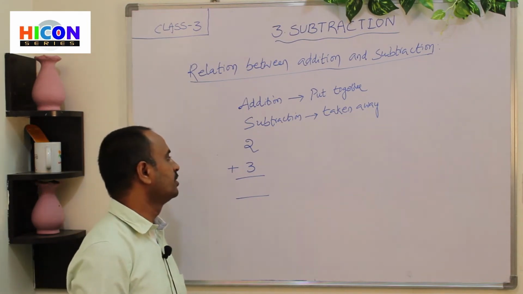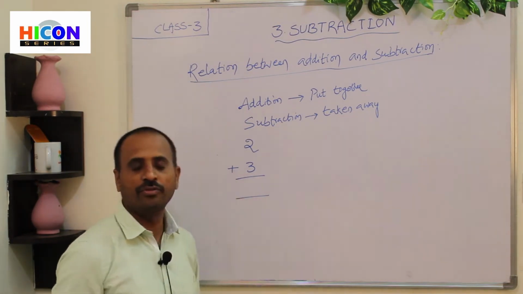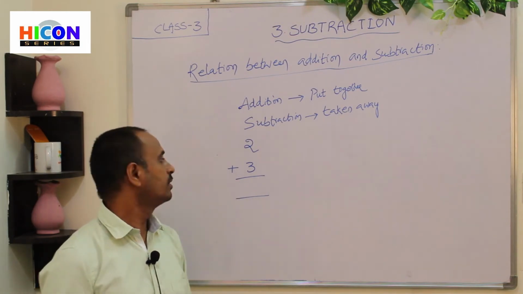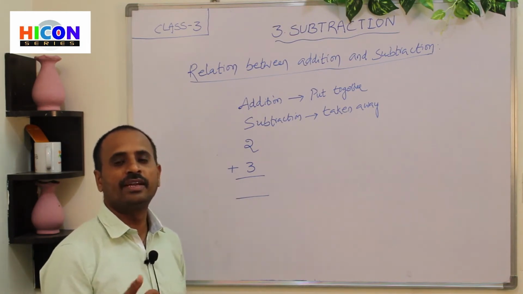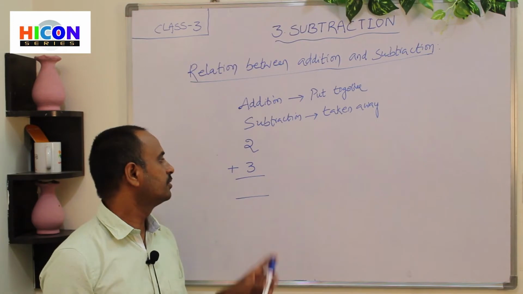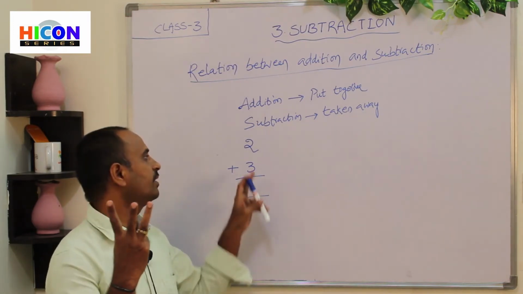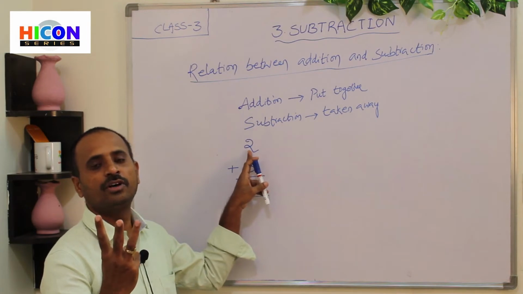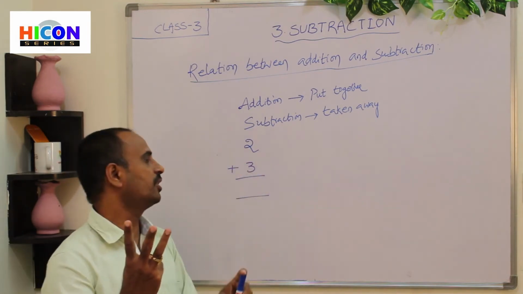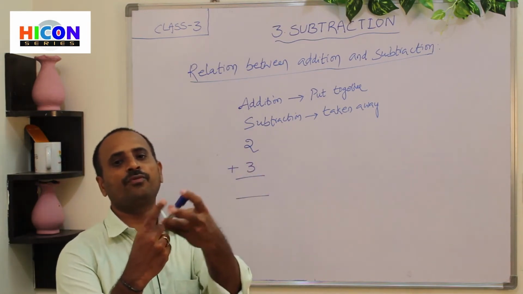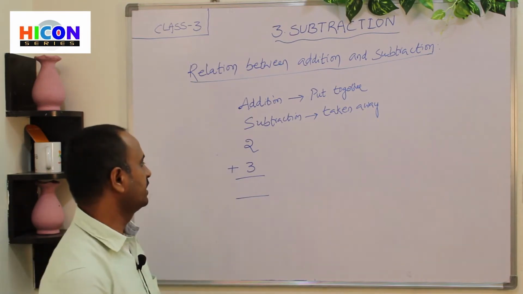How much will you get? If you add 3 to the 2, we will get 5. How will you get 5? What is the second number here? 3. So open 3 fingers of your hand. And what is the first digit? 2. After 2, what will you get? 3. So start counting from 3: 3, 4, 5. So the answer is 5.